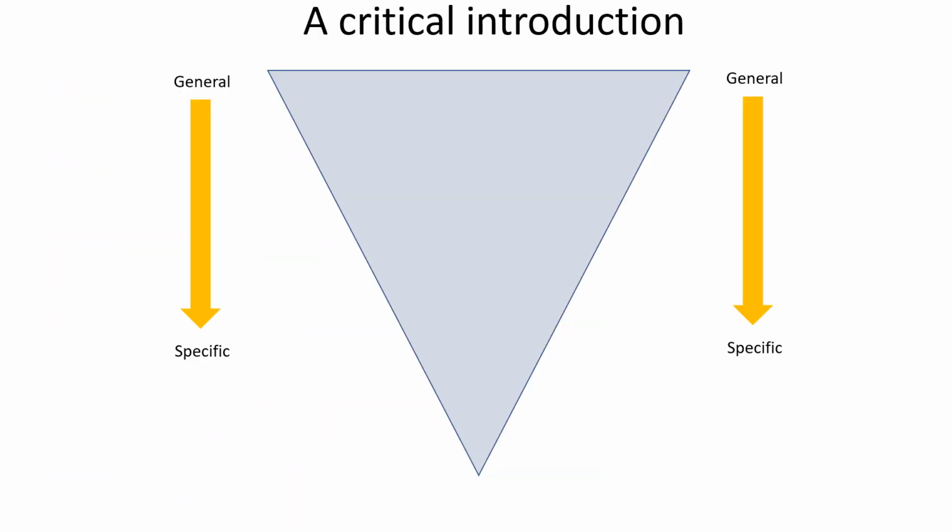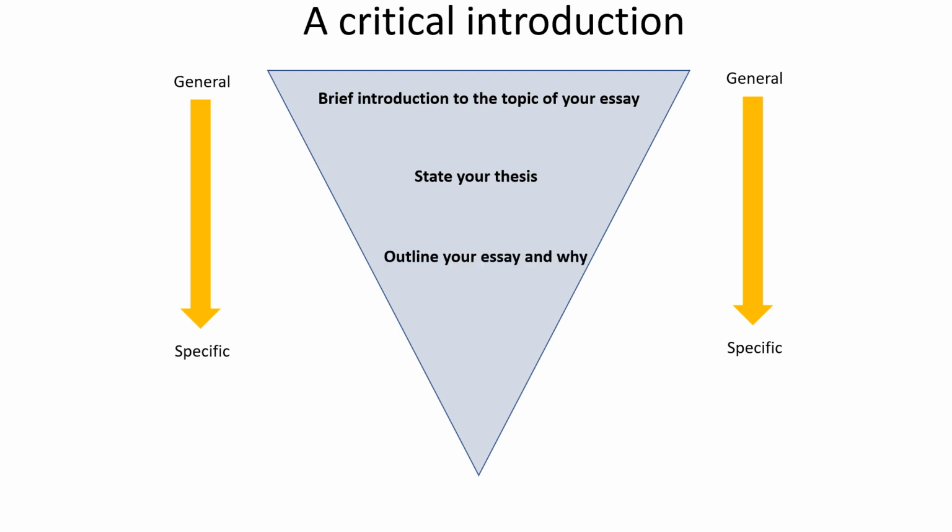Let's see an overview of a critical introduction. We started very generally, very broadly, by giving a brief introduction to the topic of our essay. We became even more specific by stating the aim of this essay. We became even more specific by outlining the essay and explaining why. And ultimately, we ended by establishing the significance of our essay. If you see how we started very general and we became very specific, they call this the funnel approach.